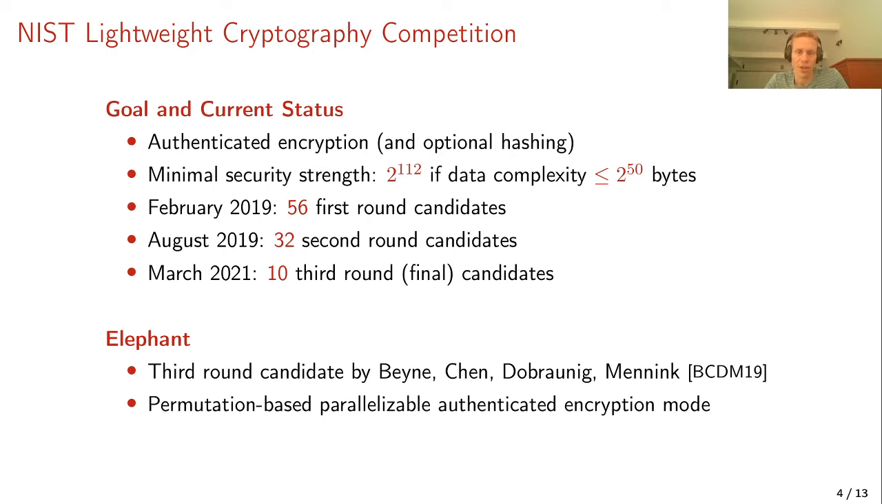So Elephant is a third round candidate by Bijne, Chen, de Bruinig and me, and it's a permutation based authenticated encryption mode. However, unlike the more conventional permutation-based authenticated encryption modes, Elephant is parallelizable. So it's different in the sense that it allows for parallelization. And as a matter of fact, Elephant was designed with the main goal to achieve an authenticated encryption mode that achieves the smallest possible cryptographic permutation, while still meeting the security strength dictated by the NIST call for submissions.